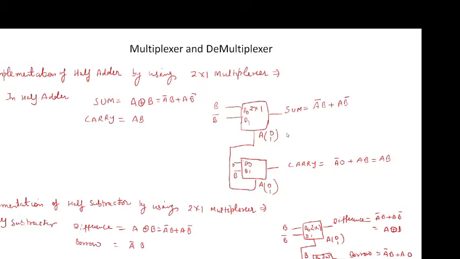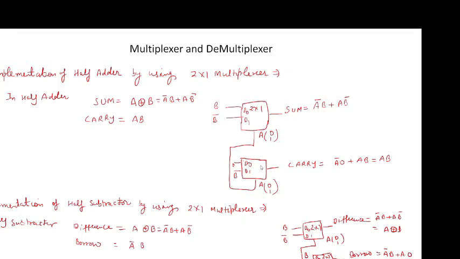So if we write the actual output for this multiplexer, which is of 2 by 1 order, then it will be equal to A bar D0 plus A D1, because the sum of the half adder is equal to A bar B plus A B bar. So we will put D0 equal to B and D1 equal to B bar. So the output as a sum will be equal to A bar B plus A B bar.